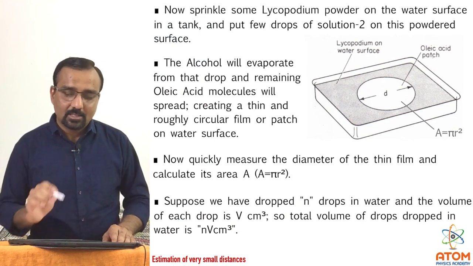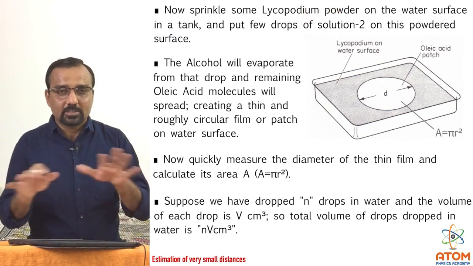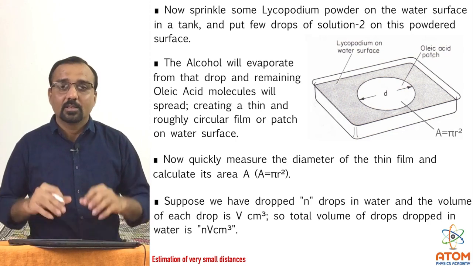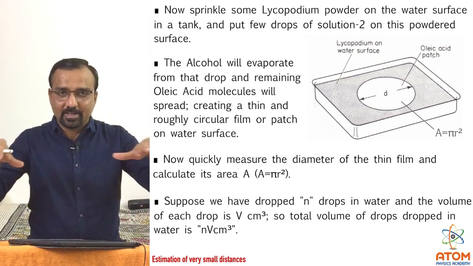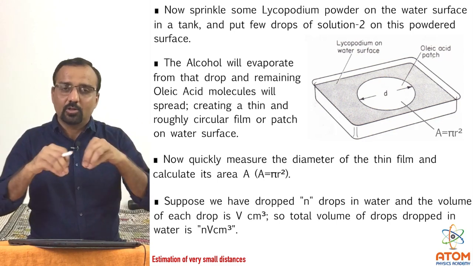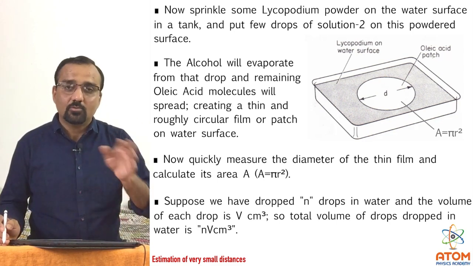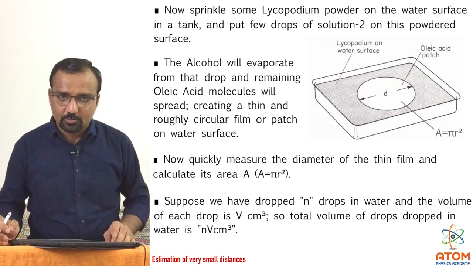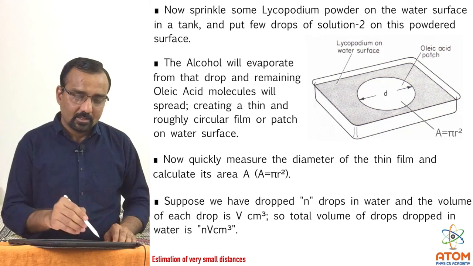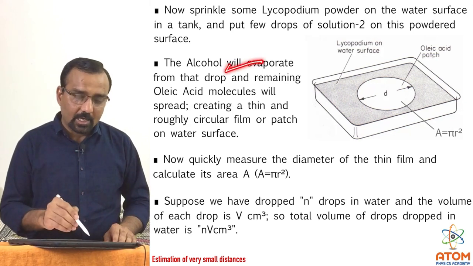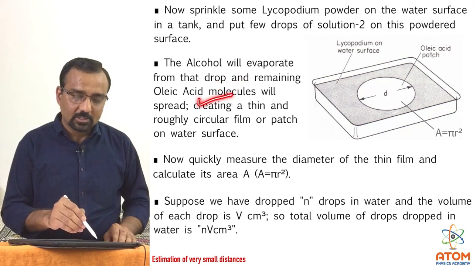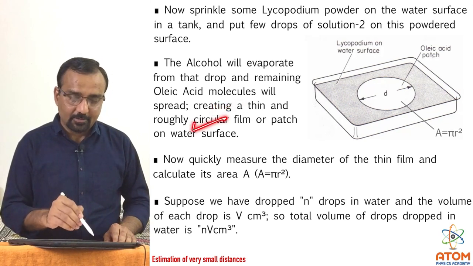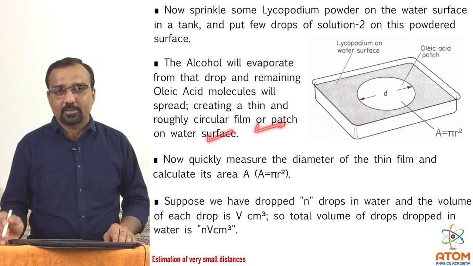Now what? Let us see. Now sprinkle some lycopodium powder on a water surface in a tank. In a water tank, we have to sprinkle some lycopodium powder on the surface of water. Now on this surface, put some drops of solution 2, which we have already made. The alcohol will be evaporated from the drop and the remaining oleic acid molecules will spread, creating a thin, roughly circular film or patch on the water surface.